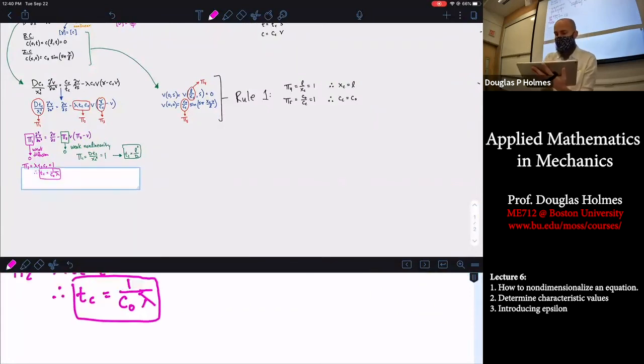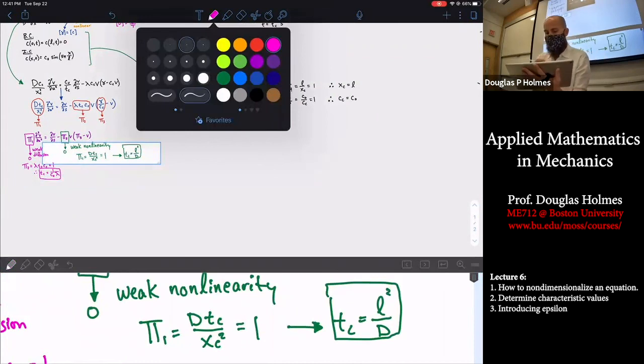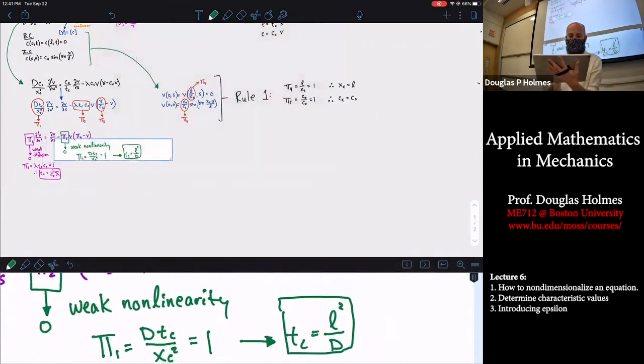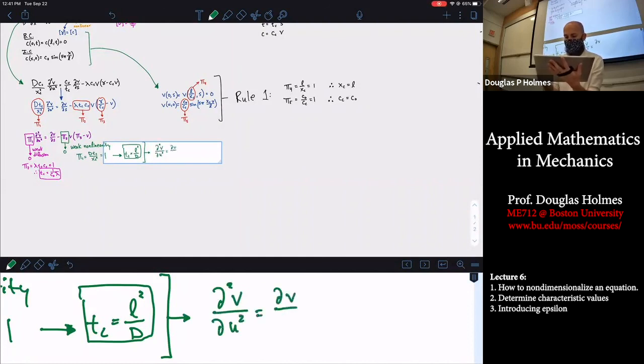So here I said that I can, let's continue over here. Using this equation, I can write that we set pi 1 equal to 1. So my dimensionless equation looks like this. I've replaced pi 2 with epsilon because I said it's my small parameter in the case of weak nonlinearity.